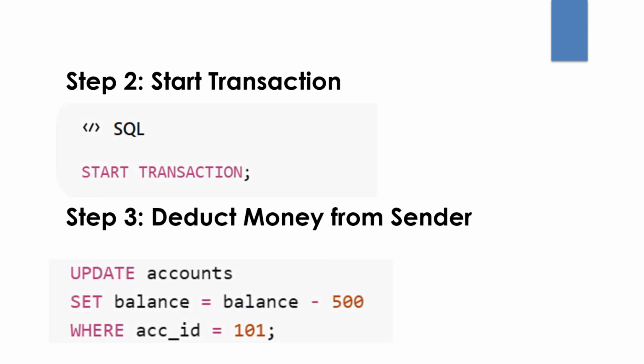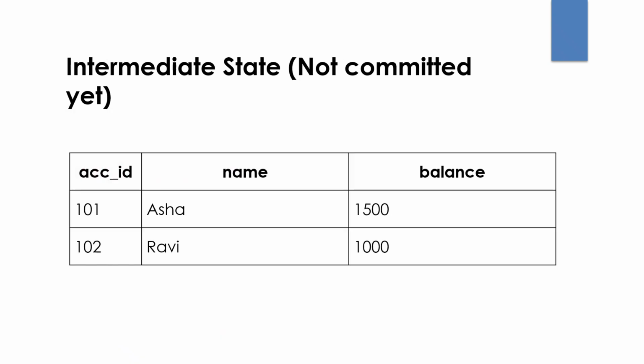What we will do is start a transaction. We want to transfer 500 from Asha's account to Ravi's account. We will first execute the update statement to deduct the 500 from Asha's account. So an update query will be executed for that. Now after this update query, the intermediate state of our accounts table will look like this. Here you can easily observe that Asha's balance is 1500, whereas Ravi's balance is 1000. It means that we have deducted the 500 from Asha's account. So this is an inconsistent state of our database and we don't want to continue with it.